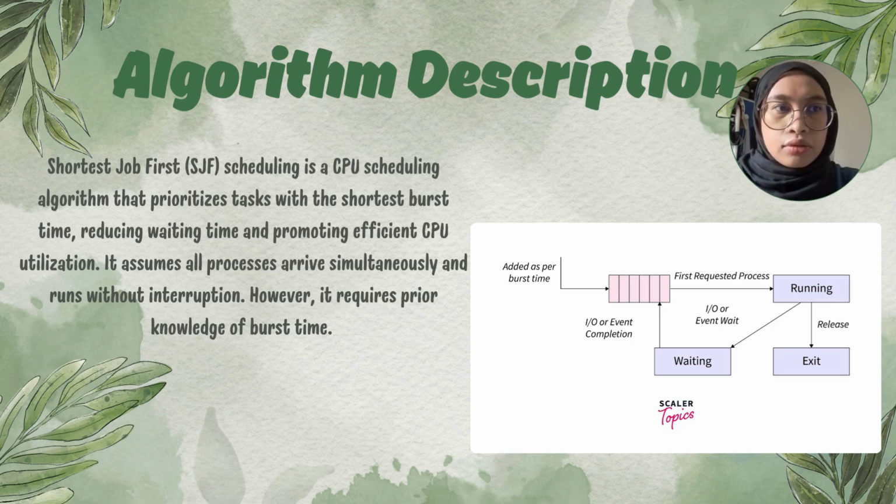In SJF, all processes are assumed to arrive at the same time, and the scheduler selects the job with the smallest execution time to run next. Once the process begins execution, it runs until completion without interruption. While SJF can significantly improve performance, it requires prior knowledge of each process's burst time and may lead to starvation for longer processes if short ones keep arriving.